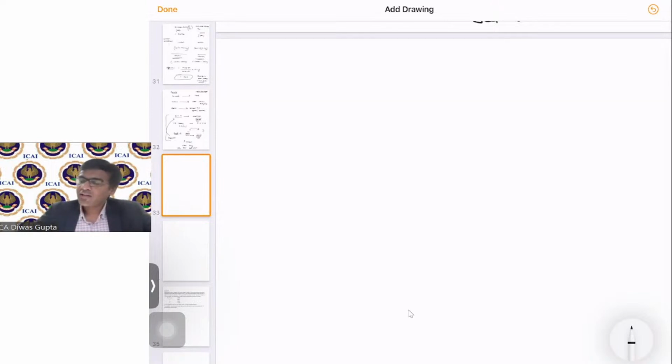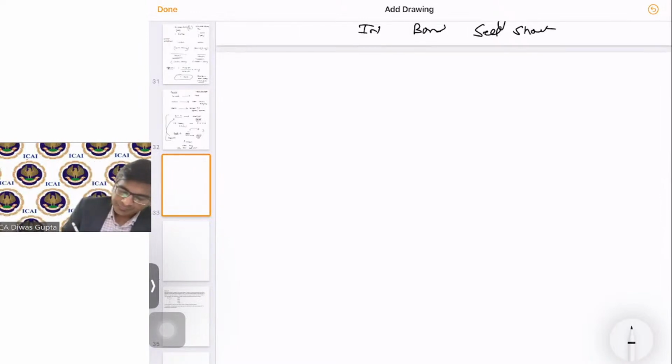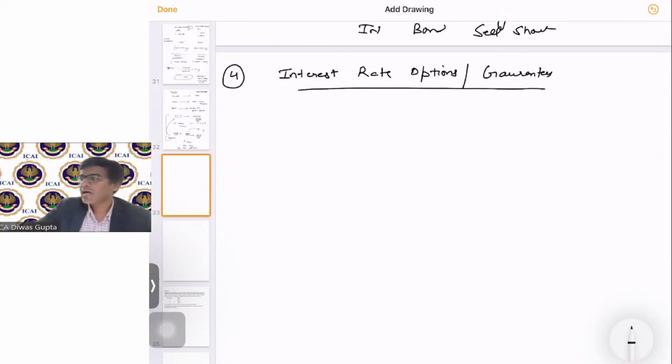So let's start today with the fresh topic, which is interest rate options. So this was the fourth technique. And we also said that these are also called guarantees. Interest rate options slash guarantees.